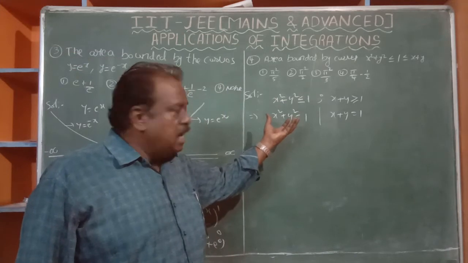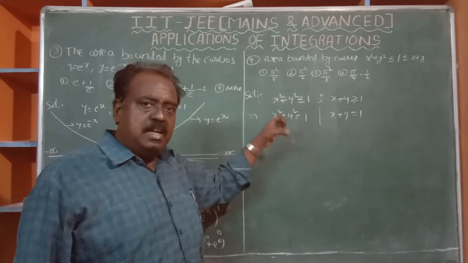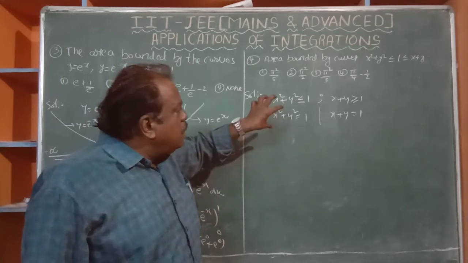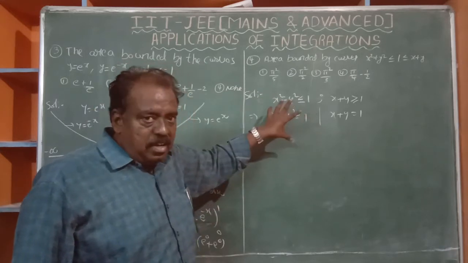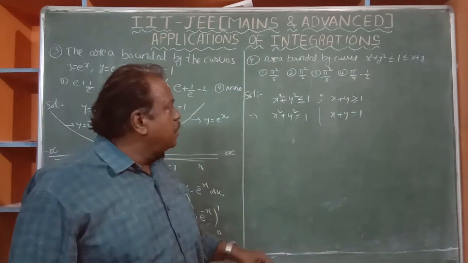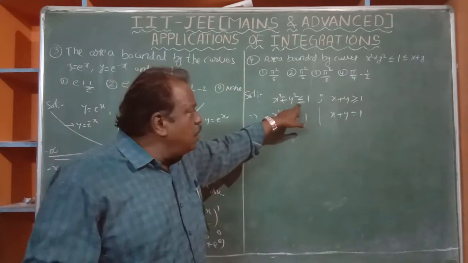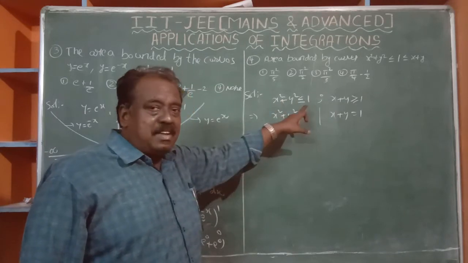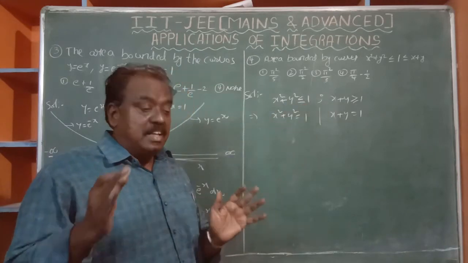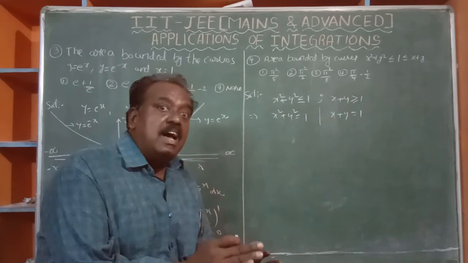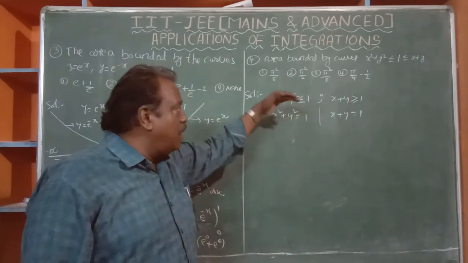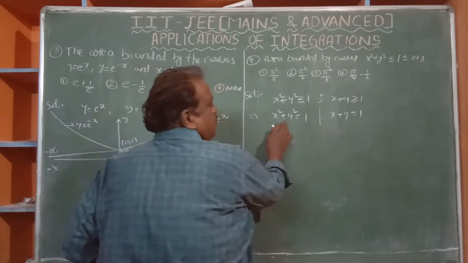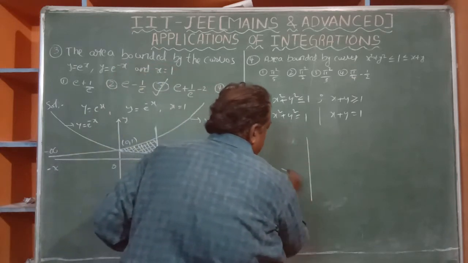Any equation, algebraic, trigonometric, logarithmic, exponential, whatever it may be, if it is equal to, it is only a curve. Any inequality, less than or equal to, greater than or equal to, less than or greater than, represents a region, an area. Here it is less than 1. And it is clear, this is a circle, we know that.